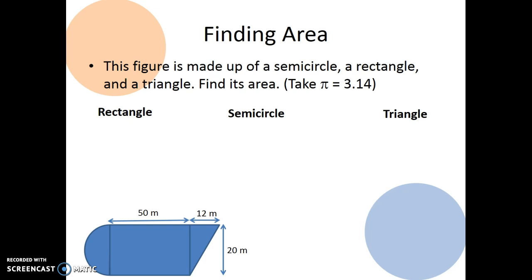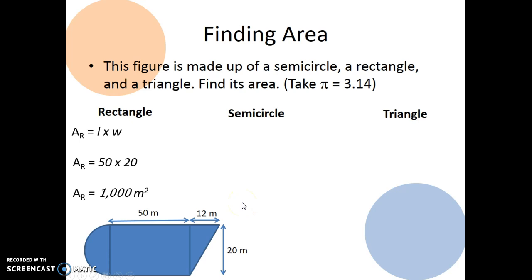Alright, well let's go ahead and find the area of the rectangle first. We know that the area of a rectangle equals length times width. I'm going to substitute in my values. Here's my length, 50 meters. My width is right here, so 20 meters. And 50 times 20 is going to equal 1,000 meters squared.